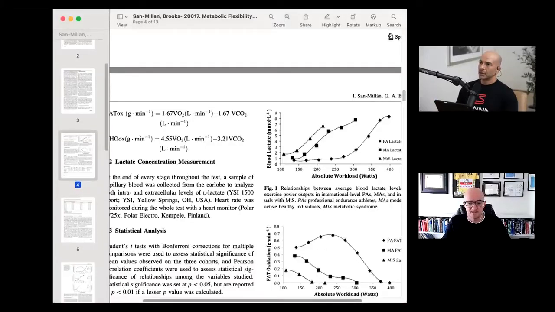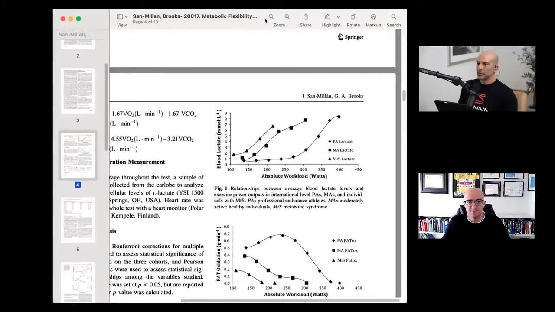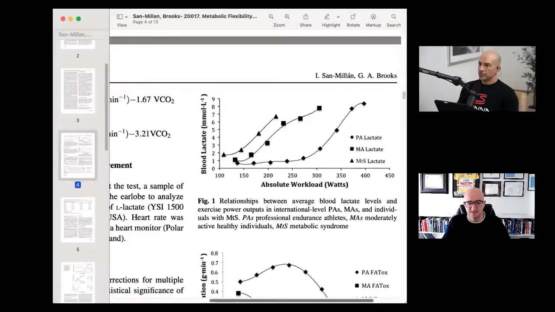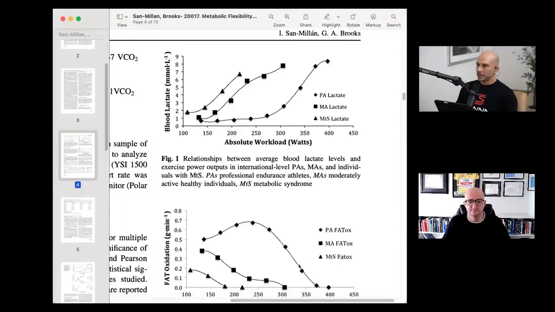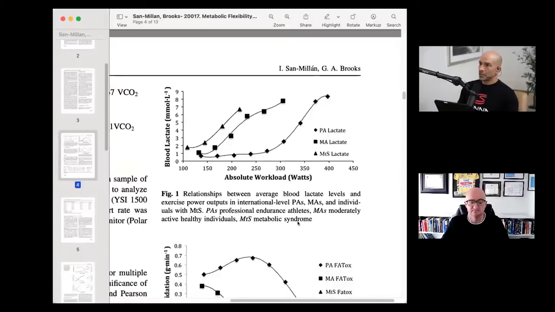So let's talk about what the first graph is showing us. Both of these graphs, it's important to note, have the same x-axis. In other words, the independent variable here is the workload in watts. That's the metric that matters in cycling, which is, I think, the easiest way to do this test. And so you're increasing wattage. This is a progressive increase in workload. Yes. And what you're plotting on the y-axis, your dependent variable here, in the first graph, figure 1, is blood lactate.